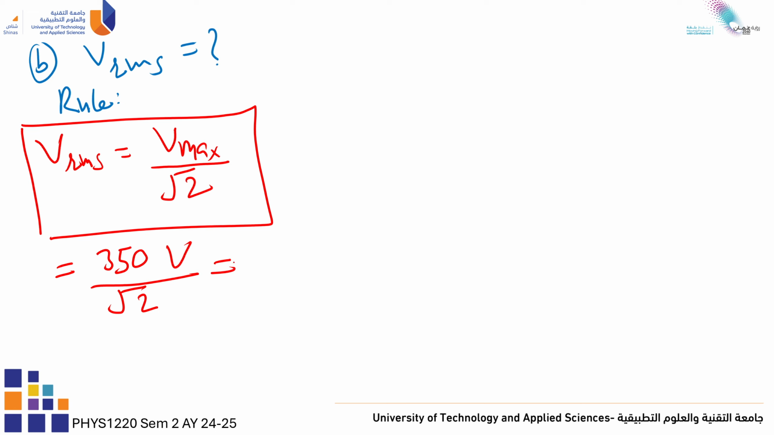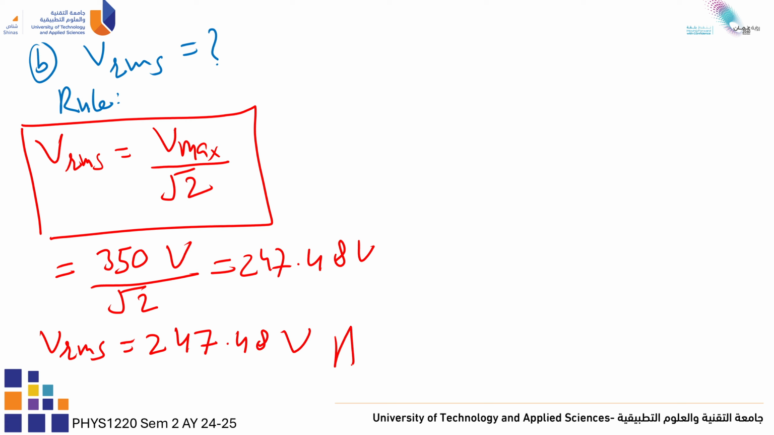How much will this be? If I calculate on my calculator, it will be 247.48 volts. So this is the value of V RMS. The V RMS comes to 247.48 volts, and this is the answer for part B.